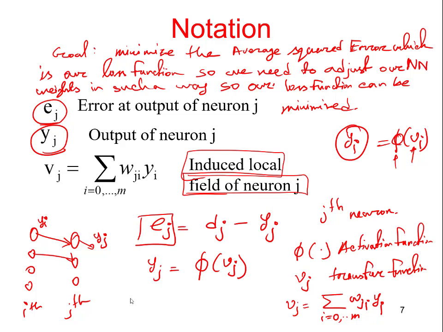Some more notation: if you differentiate dy_j with respect to dv_j, we get phi prime of v_j, the activation function's derivative. So these are the notations that we are going to cover. So why do we need the derivatives?